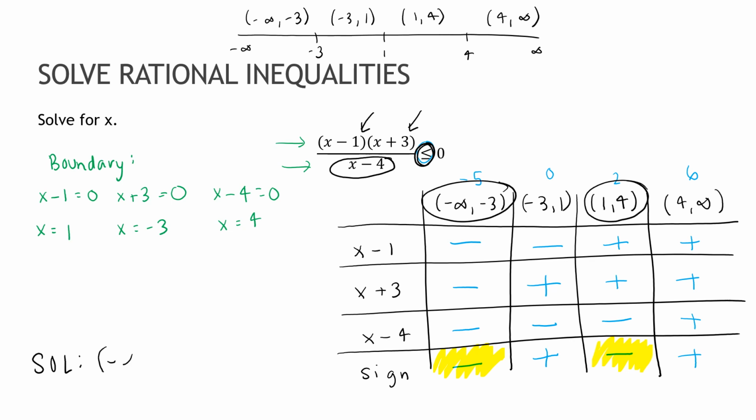I'm going to take negative infinity to negative 3. I can include negative 3 because it's in the numerator, and it's an or equal to. Union, then I'm taking 1 to 4, so 1 can be included, so closed bracket, because that's in the numerator, but I can never let x equal 4 exactly, so this is going to be to 4 and then an open parenthesis.